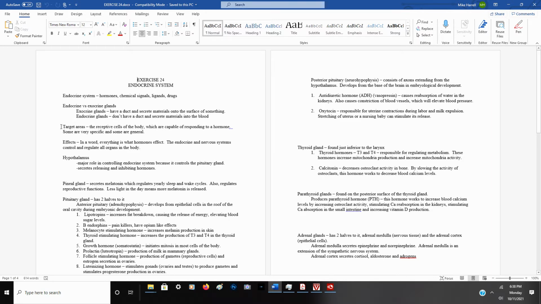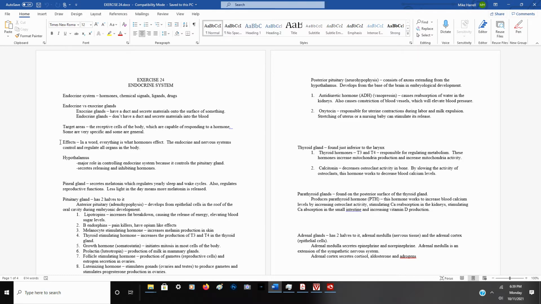So next here we see this term, target areas or target tissues. Either way you like it, same thing. This is where a hormone works. So here's where you find the cells receptive to it. Some hormones are very specific and work in one place. Some might work on just about every cell type in the body. So we'll look at the effects also. What does the hormone do whenever it gets to its target tissue?